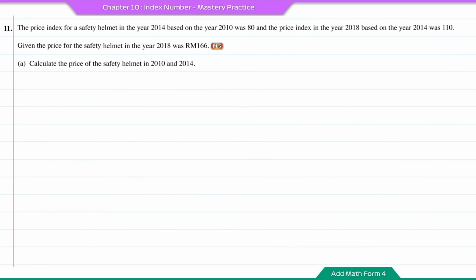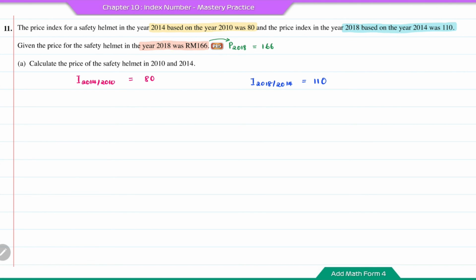Question 11. The price index for a safety helmet in the year 2014 based on the year 2010 was 80, and the price index in the year 2018 based on the year 2014 was 110. Given the price for the safety helmets in the year 2018 was 166 ringgit. A, calculate the price of the safety helmets in the year 2010 and 2014. So this is the first information that we have, and this is the second information, and this is the third information.